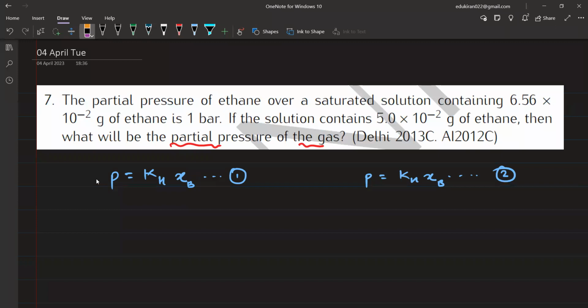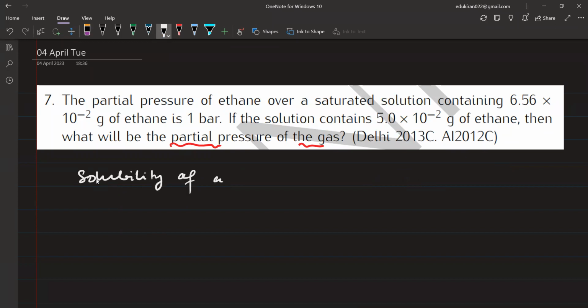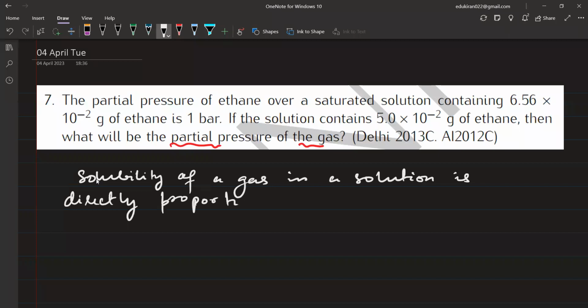Now I can write KH is equal to, or I can write partial pressure. Okay, one more equation you can write. There's one more equation which says that the solubility of a gas in a solution is directly proportional to the pressure of the gas.